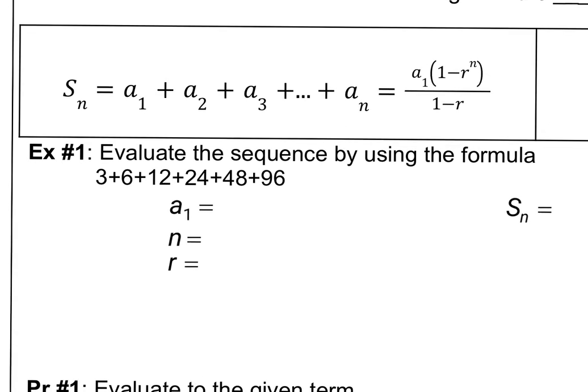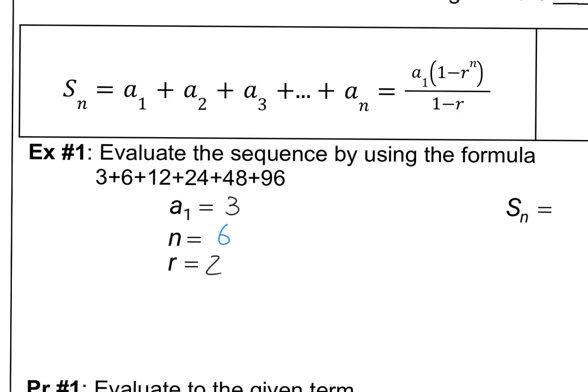Okay, so what is a sub 1? Well, in this situation, a sub 1 is 3. What is n? N is the number of terms. 1, 2, 3, 4, 5, 6. So n is 6. What is R? R is the common ratio. What does it look like is happening every time? Looks like they're multiplying by 2 every single time. So R is 2.